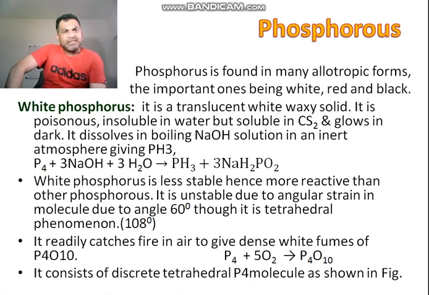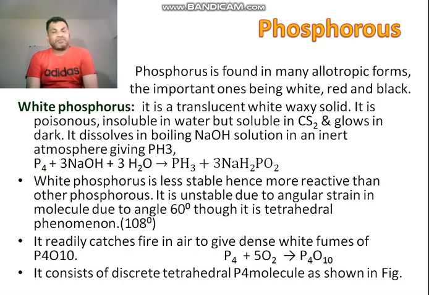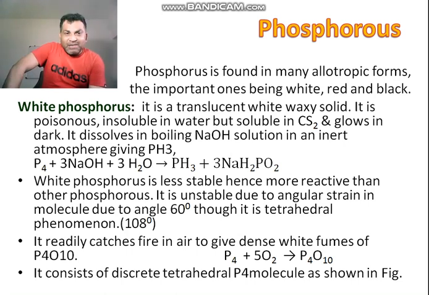Insoluble in water but soluble in CS2. So white phosphorus remains insoluble in water, but it is soluble in CS2, and it glows in the dark. This is the most important part. Some elements have a tendency to glow in the dark, like radium, like uranium, like this waxy white phosphorus also glows in the dark.